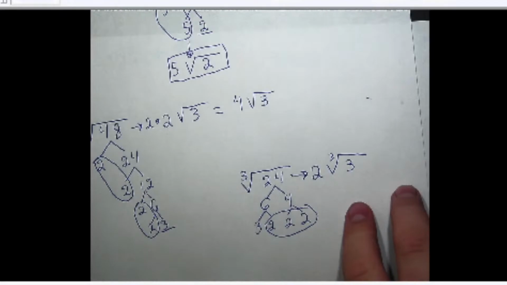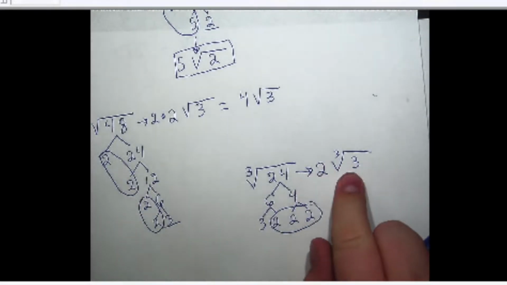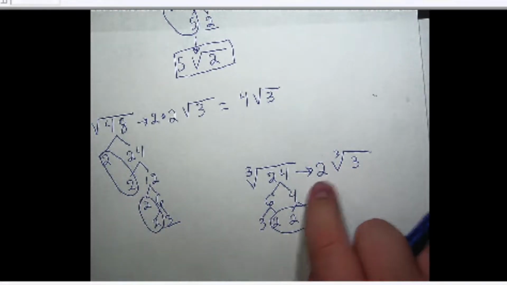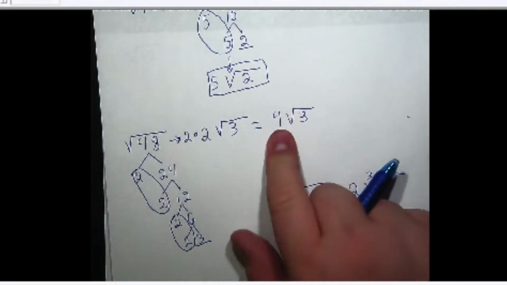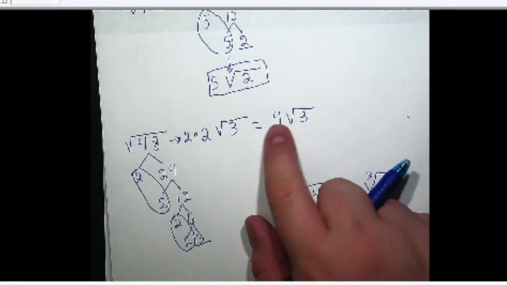You might have been hearing me say our answers a particular way. For instance, this one is 2 cube roots of 3. What we're saying in here is I have 2 of these cube root of 3 things. Here I've got 4 square roots of 3. That's how many square roots of 3 I have. I have 4 of them.